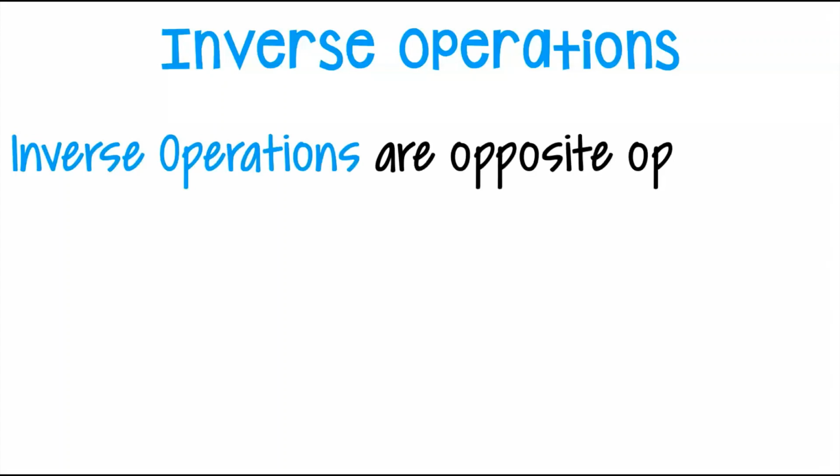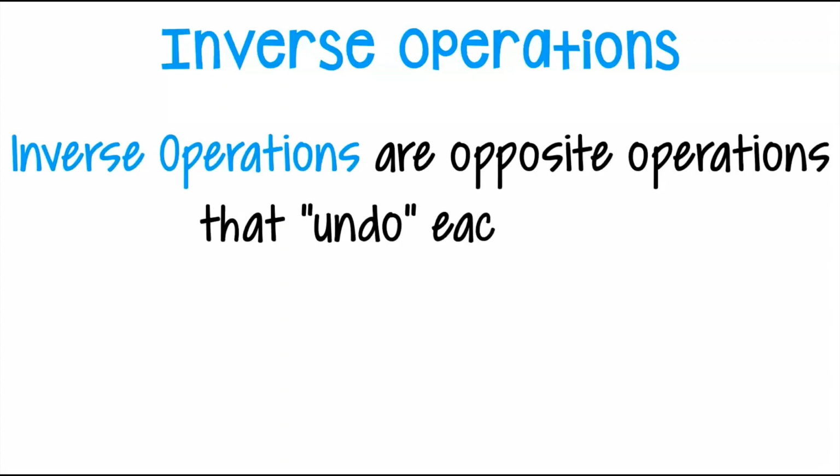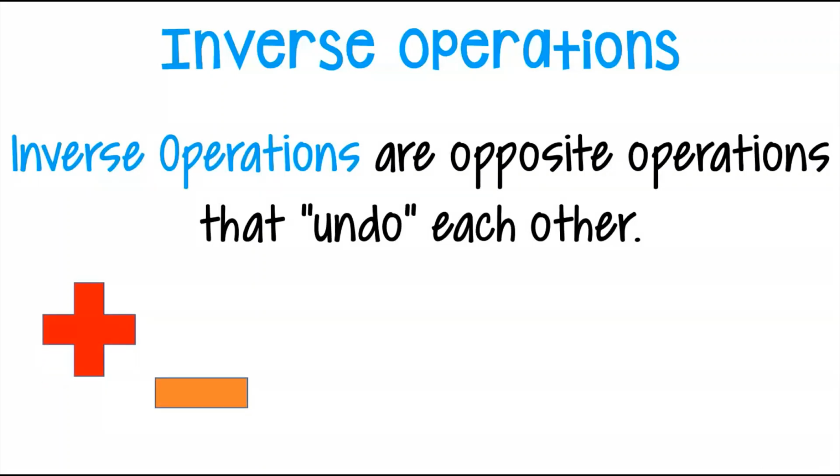Inverse operations is also something you're going to need to know a lot about. Inverse operations are opposite operations that sort of undo each other. So for example, addition and subtraction, right? If we add something to something, to get back to what we started with, we would just subtract it back out. And multiplication and division are the other set of inverse operations. To undo multiplication, you divide. And to undo division, you multiply.